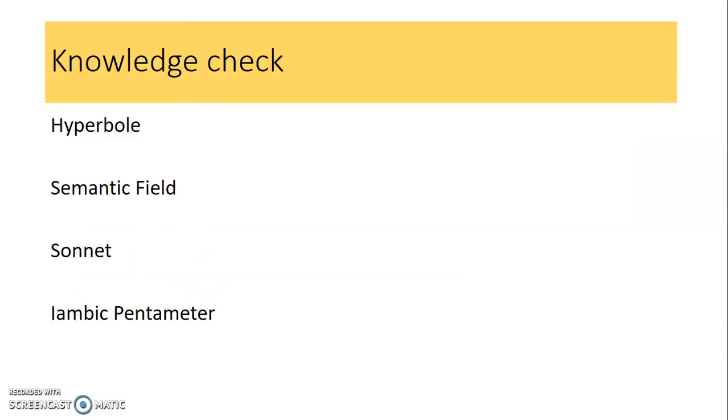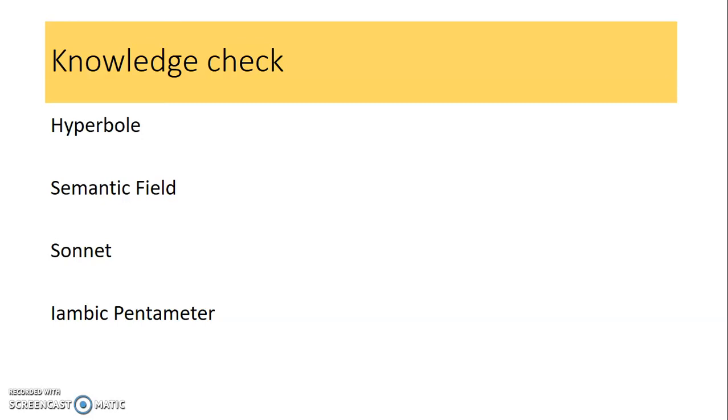We're going to begin with our knowledge check. On the screen in front of you, you've got 4 key terms: hyperbole, semantic field, sonnet, and iambic pentameter. Some of these you may have heard of, but some might be new to you. What I'd like you to do is write those 4 key terms down on a piece of paper and then have a go at writing your own definition for them. What are they? What do they mean? Pause the video here and have a go at this task. Give yourself about 5 minutes.